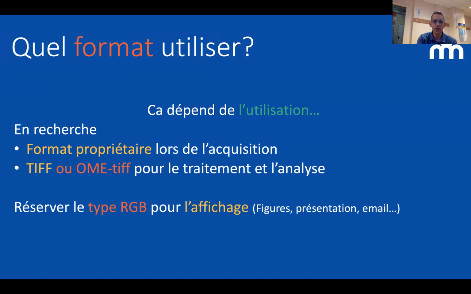If you want to use RGB, you can do it, or actually you should do it, but only when you reach a point where compression is okay. Like, I don't need to do quantitative analysis on my image anymore. I'm going to keep the original image, but I'm going to create a compressed, RGB version to send to my boss or to use in my presentation, so it doesn't become too big a file.